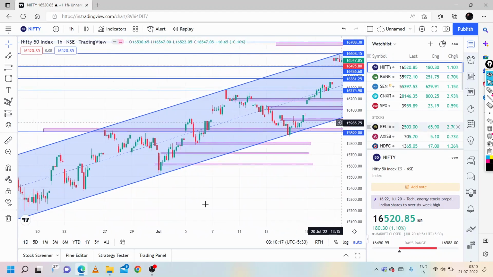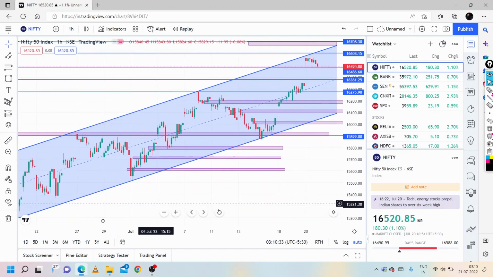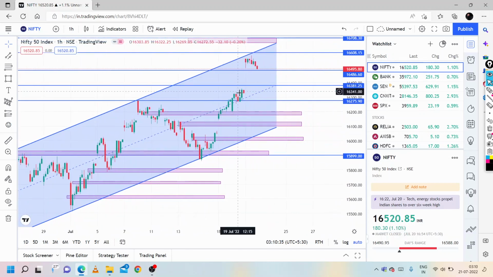See, this middle line is very crucial. Every time you see it has taken support from the middle line, it has gone up. Every time it has taken a rejection from the middle line, it went down. Here it took a rejection and it went down. So the middle line is very important. Now, what should have happened?